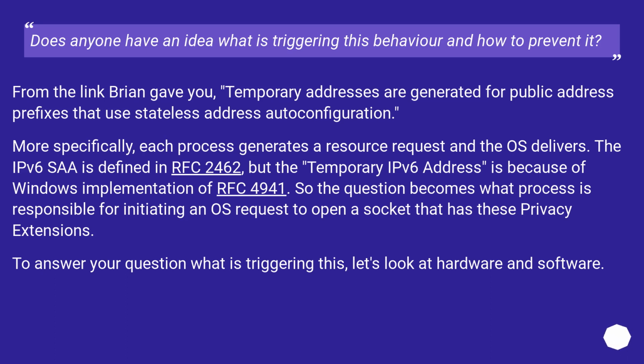From the link Brian gave you, temporary addresses are generated for public address prefixes that use stateless address auto-configuration. More specifically, each process generates a resource request and the OS delivers. The IPv6 SLAAC is defined in RFC 2462, but the temporary IPv6 address is because of Windows' implementation of RFC 4941. So the question becomes, what process is responsible for initiating an OS request to open a socket that has these privacy extensions? To answer your question, what is triggering this, let's look at hardware and software.